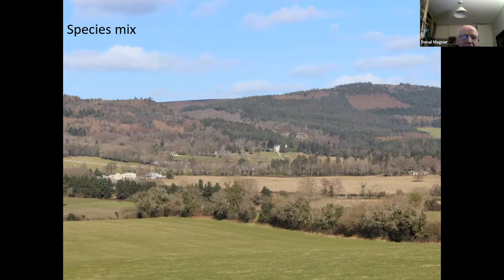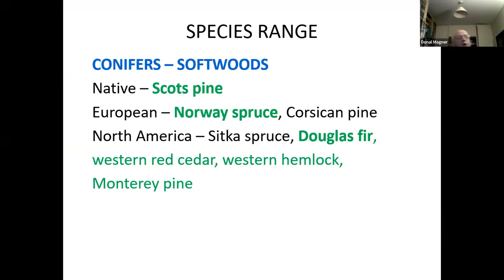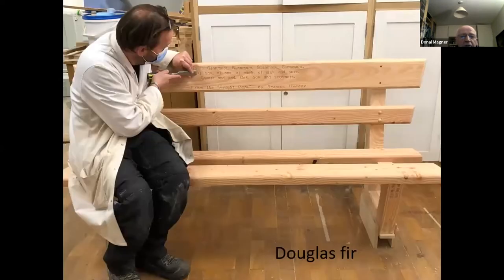So that is a market. Germany and Austria now are looking again at what they are going to replace Norway spruce with. And we may very well have the same problem in Ireland, who knows, down the line. So I think we should diversify a little, and that means maybe bringing Scots pine back into the equation, Norway spruce, which is actually a beautiful timber, and also Douglas fir, species like Western red cedar, Western hemlock, and Monterey pine, which grow well here.